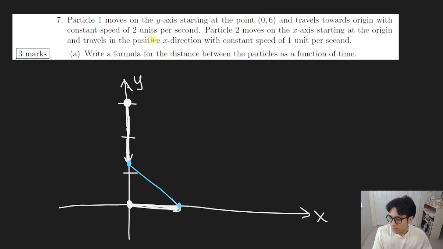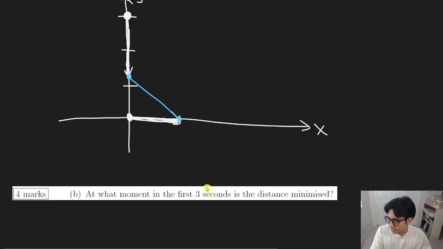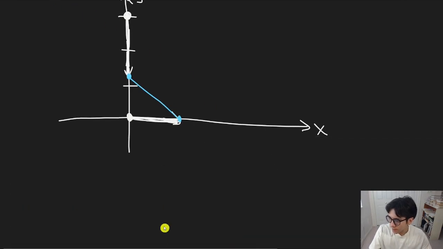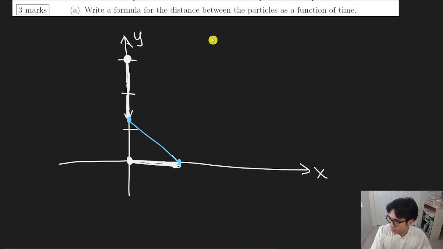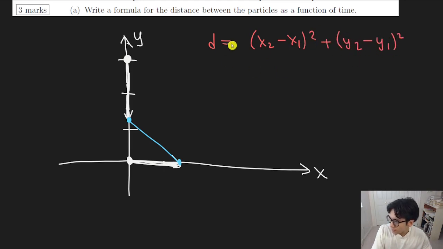Well, what formula do we use? You might remember the distance formula between 2 points in the plane, which looks like this. Maybe I'll just remind you here. The distance between 2 points comes from the Pythagorean theorem. You take the difference in the x values and square it, the difference in the y values and square it, and then you take the square root. It's like a right triangle.